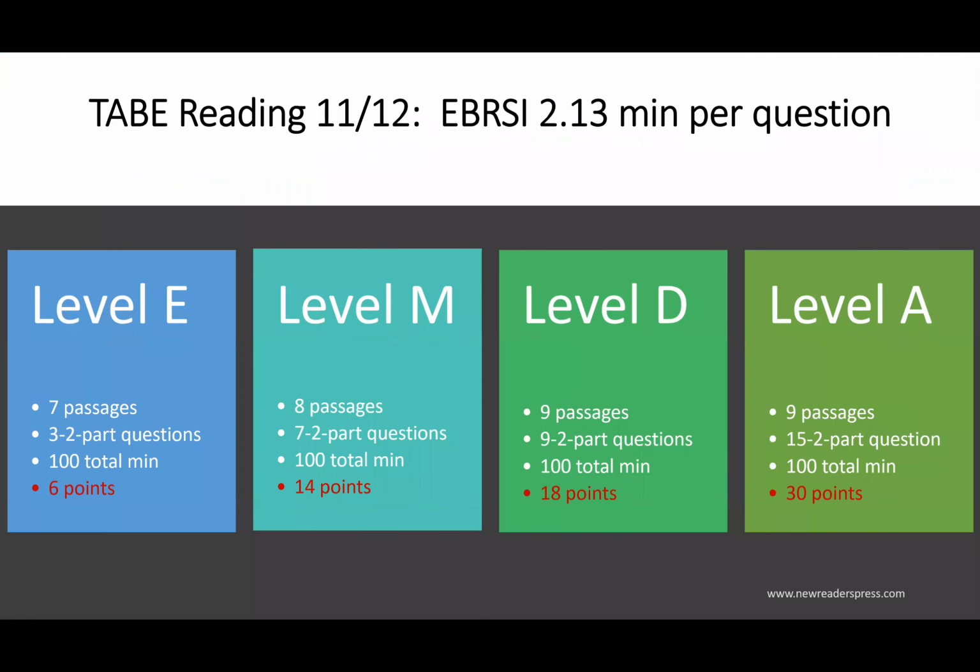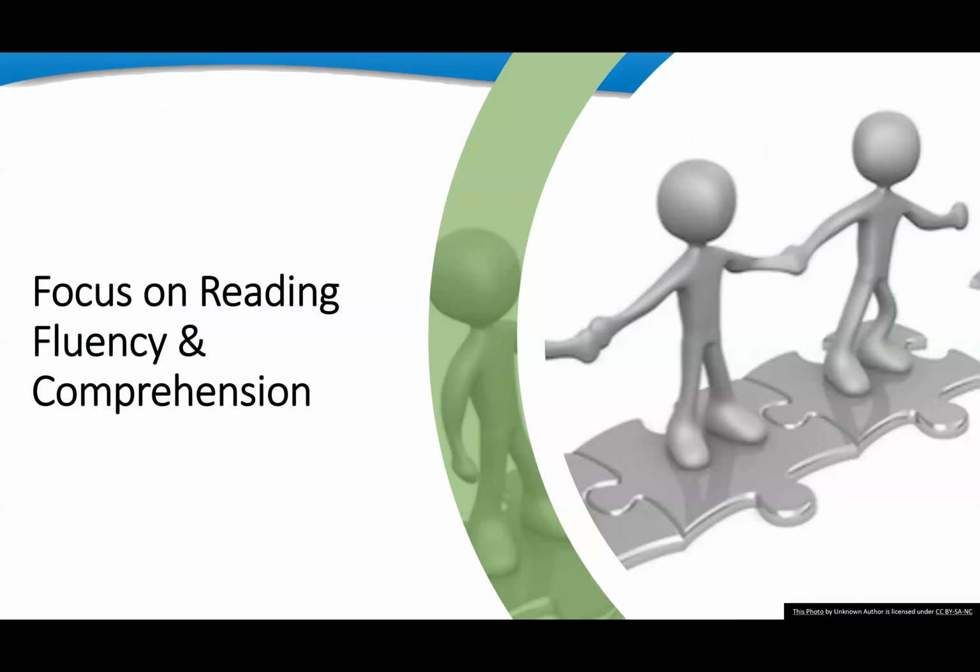If you take a look at this at a little bit deeper level, practicing these types of questions frequently can go a long way to helping students earn the most points, as is evident by this chart. Students can earn a total of 6 points if they successfully answer both parts A and B correctly at the E level. But look at how many points they can earn at level D, which is 18, and at level A, it grows to 30 points. So completing the reading test on any level requires the test taker to read a fair number of passages, all within 100 minutes. And this is where reading fluency and comprehension skills become really important.